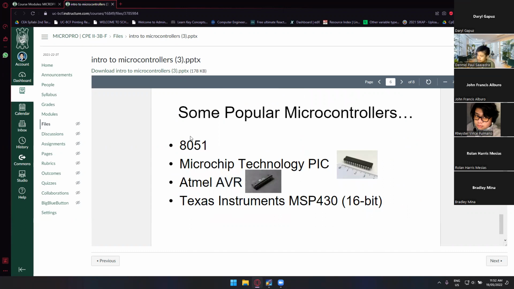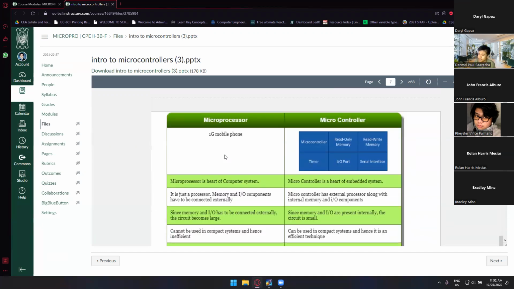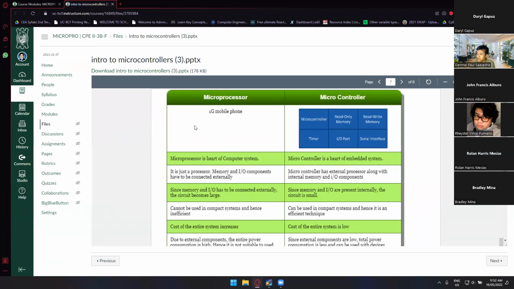Okay, so these are just the popular microcontrollers that are being used nowadays. So in here we have again the differences of microprocessor and microcontroller. In a microprocessor, it's just a CPU, while this one is a complete package. We have the I/O port, the timer, the serial interface, etc.